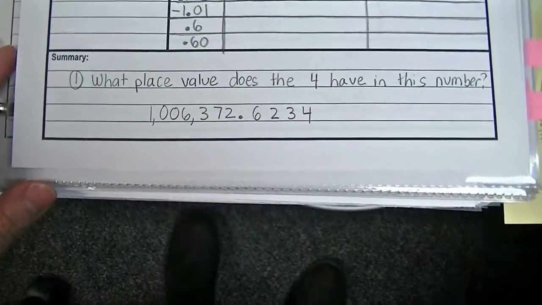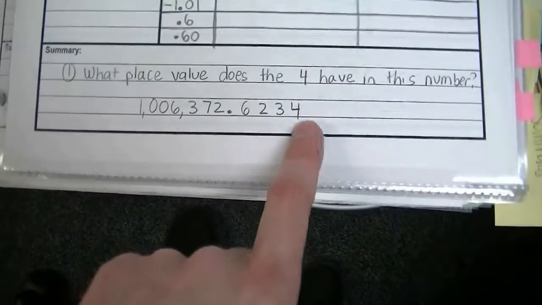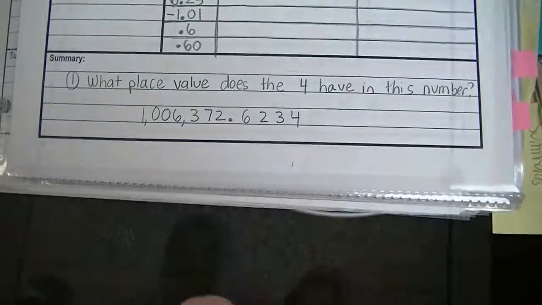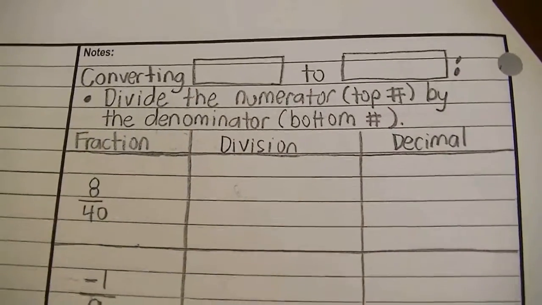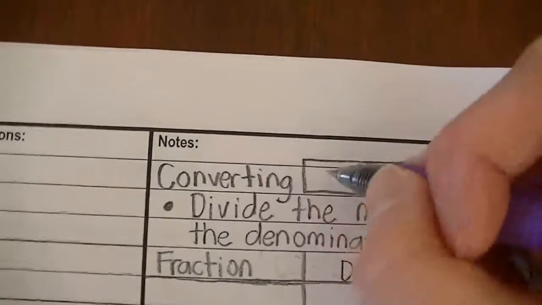For your summary, I want to know what place value does the 4 have in this number? Our next section has to do with converting fractions to decimals. So we're going the other way, okay?